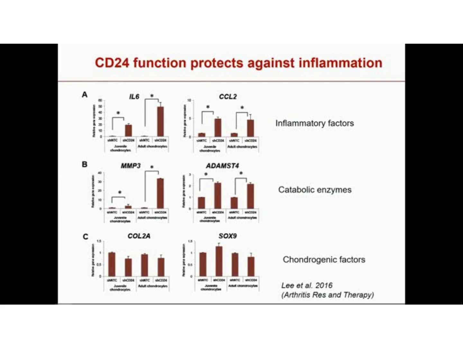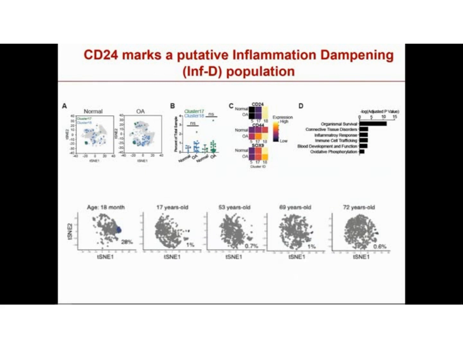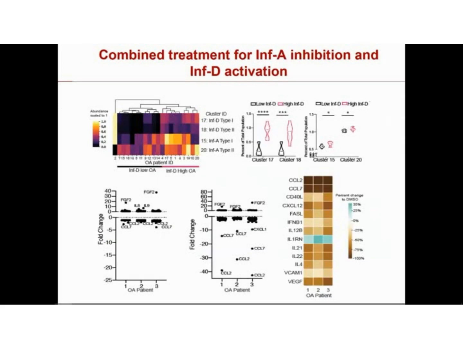And we found 2 clusters which were positive for CD24. And as we had seen before, this cluster, even in normal chondrocytes, gets lost or gets reduced with age. And when we pulled out the transcriptional profile from the single-cell data, again, we found inflammatory response and immune cell trafficking as being one of the major pathways which are up.